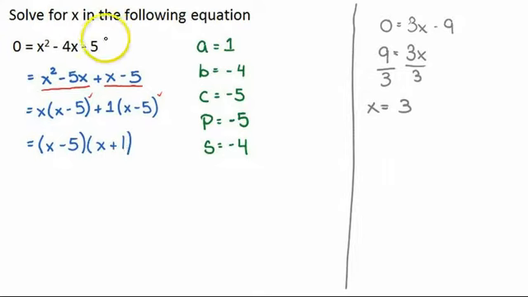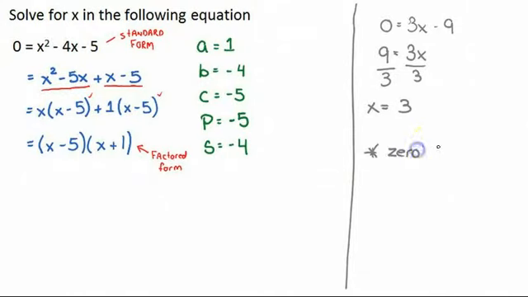So all we've done is gone from standard form, which is up here, to factored form. And the question then is, well, why is that useful? It's useful because think of this.